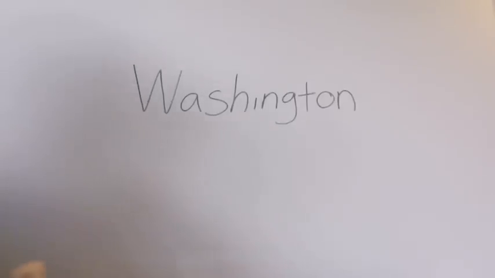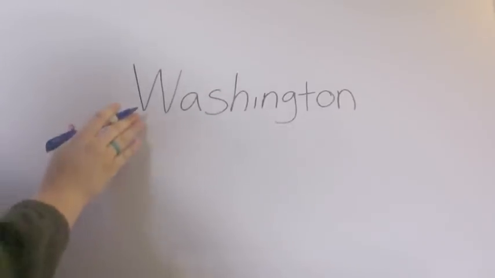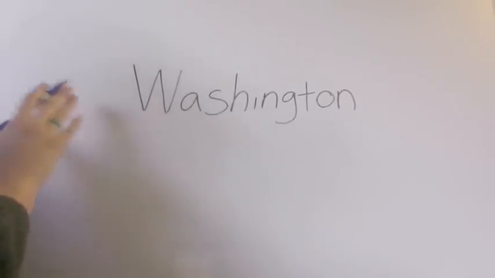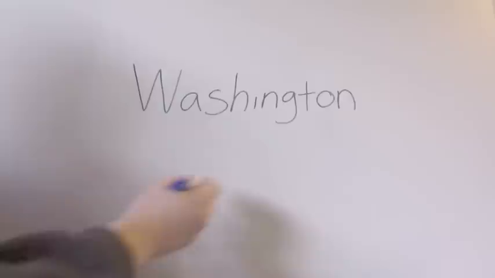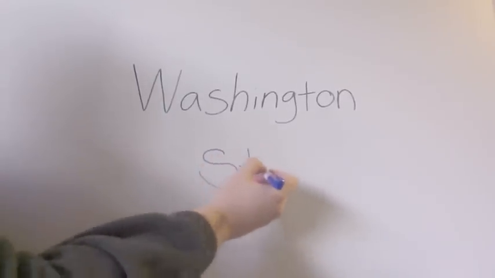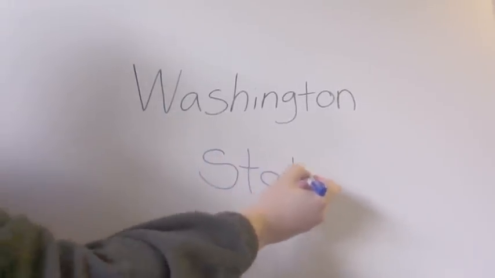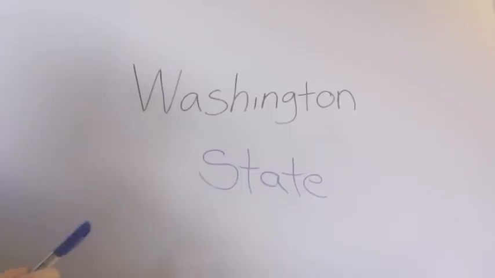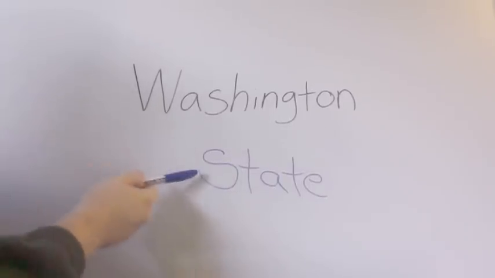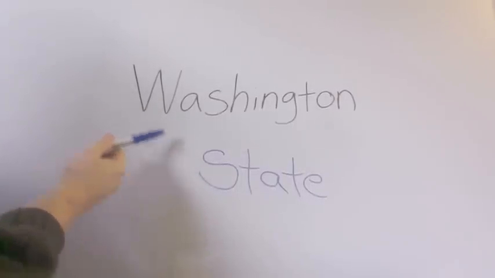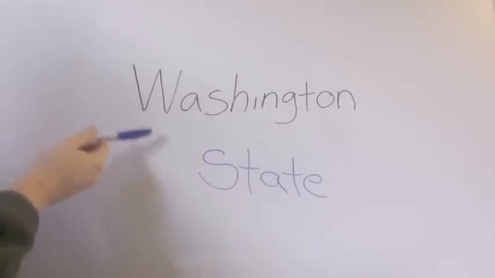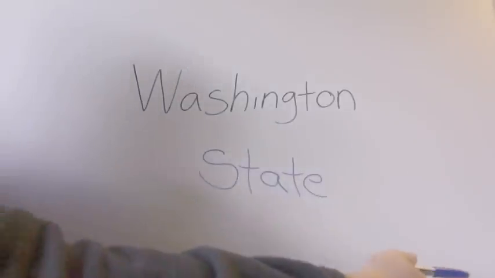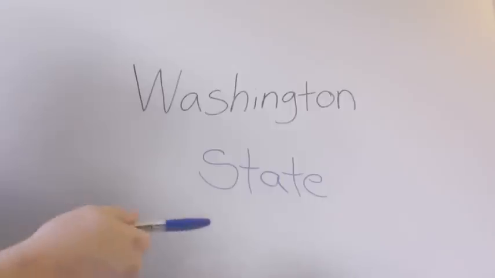Washington. So earlier in this video, you did see Washington. You saw George Washington. That is the name of a president. This, Washington, is a state. And you will often hear it referred to as Washington State, so that you know that you're talking about the state of Washington and not the person or the capital of the United States, Washington, D.C.